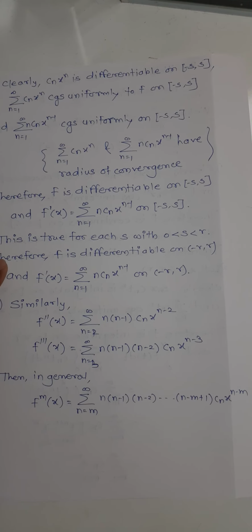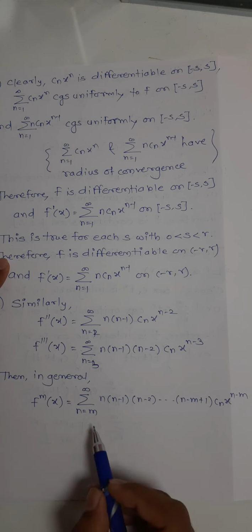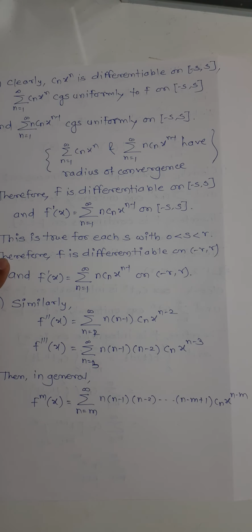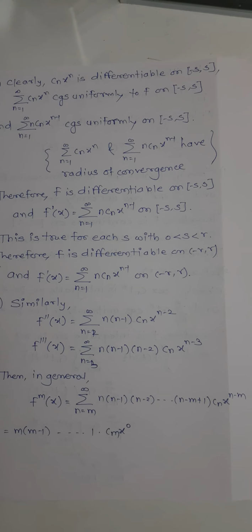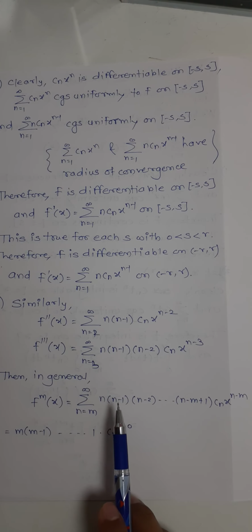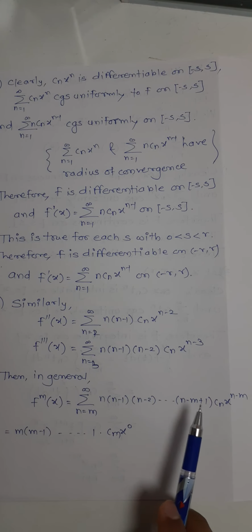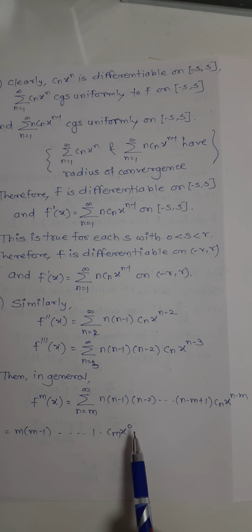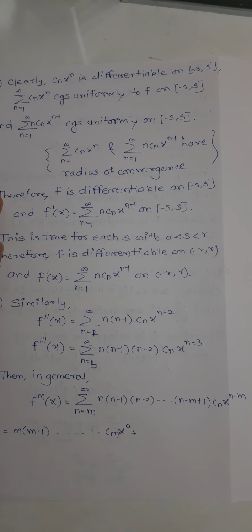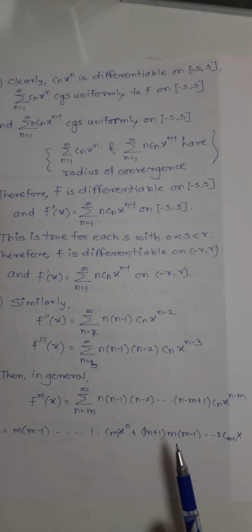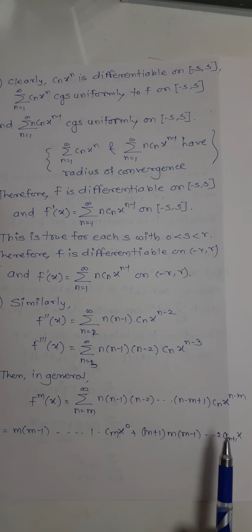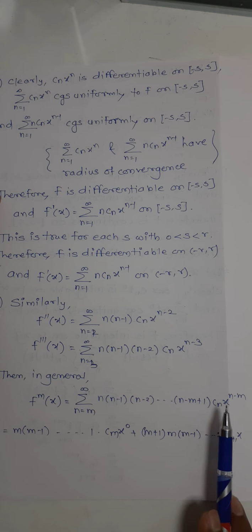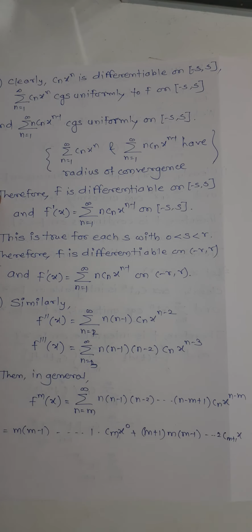Okay, so if you expand this summation, what will you have? Expand, that means first we put m, after that we put m plus 1, and so on. If we put n is equal to m, we get this one, m, m minus 1, m minus 2, up to m minus m plus 1, which will be 1, and cm x raised to m minus m, which is 0, plus, now I will put m plus 1, m plus 1, m, m minus 1, up to 2, and cm plus 1 x raised to m plus 1 minus m, which will get cancelled to x, plus, and so on.